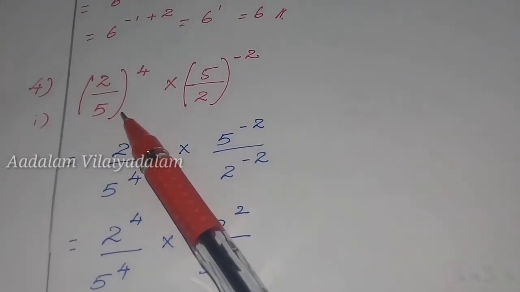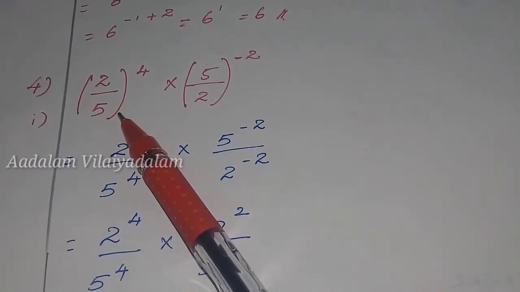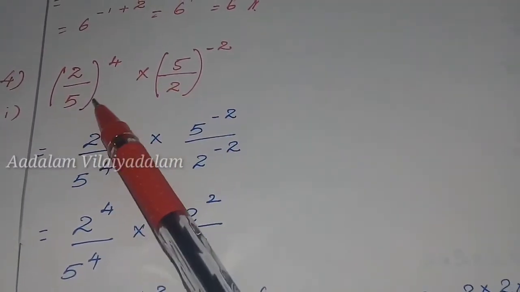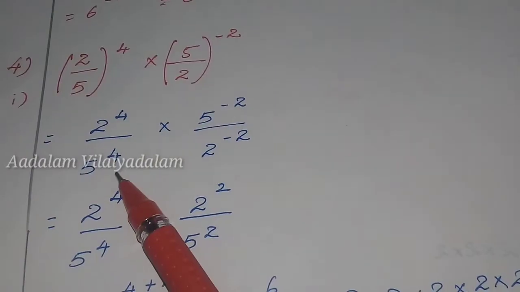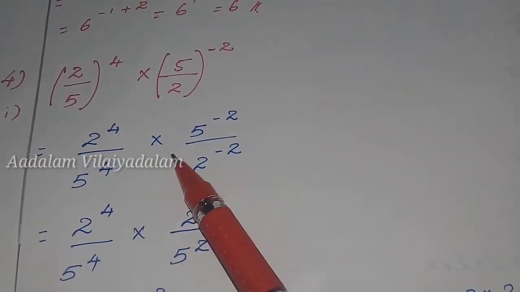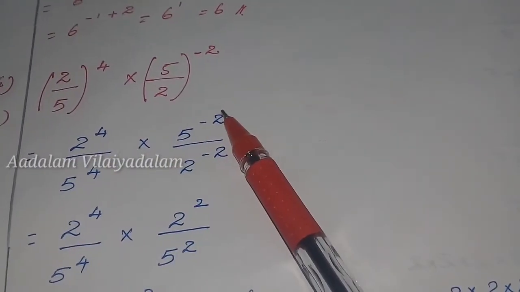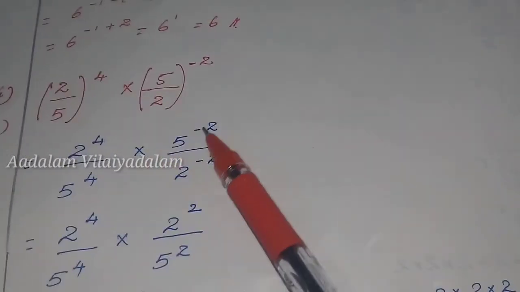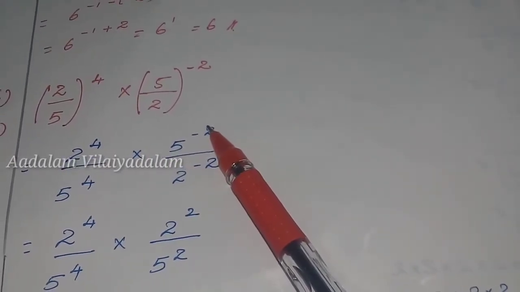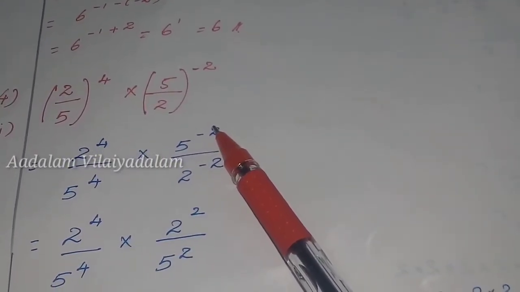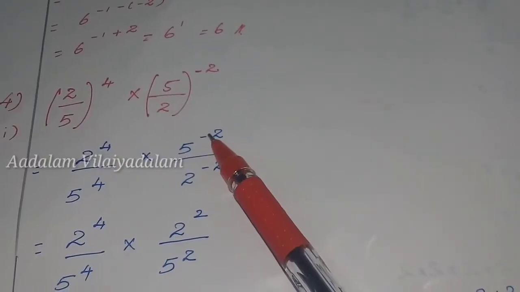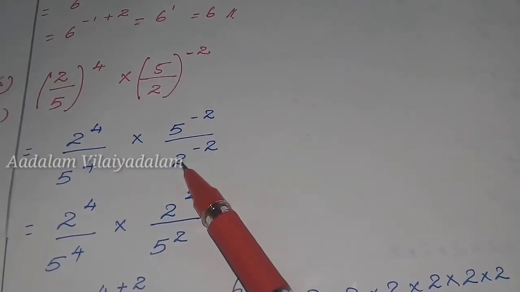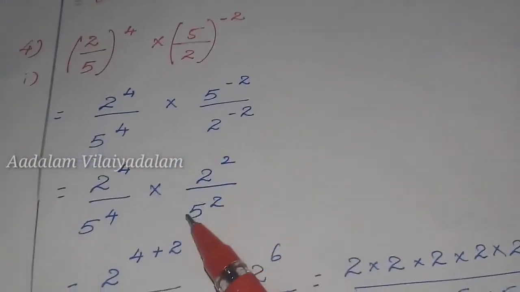Fourth question, 2 by 5 whole power 4 into 5 by 2 whole power minus 2. First we write 2 power 4 divided by 5 power 4 into 5 power minus 2 divided by 2 power minus 2. First we have to convert negative powers to positive, that is a power minus m equal to 1 divided by a power m. So 1 divided by 5 power 2, here also the reciprocal, 2 power plus 2.